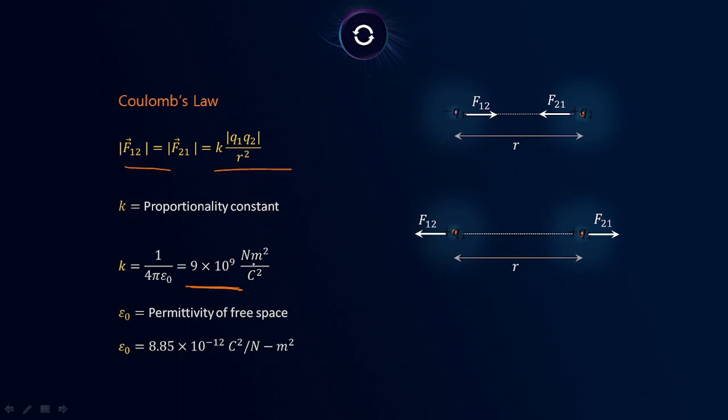If you don't remember, no need to worry. From here we can find the unit. Force is in Newton, Q1 and Q2 are in Coulomb, r is distance. So from there you can find the unit. Now k equals 1 upon 4 pi epsilon naught. Here epsilon naught is called the permittivity of free space, and its value we can roughly remember as 9 into 10 to the power minus 12. So we can put this value and find the value of k.